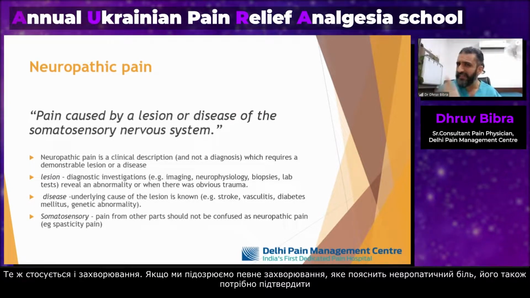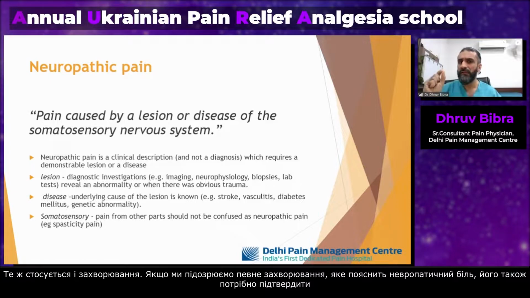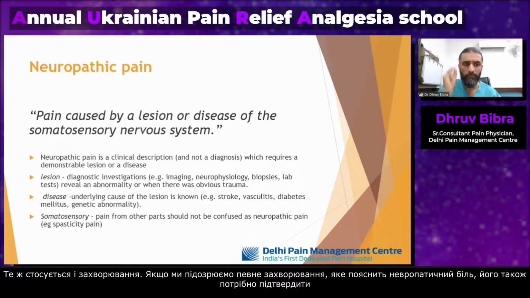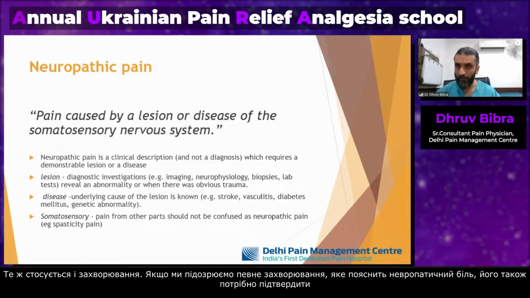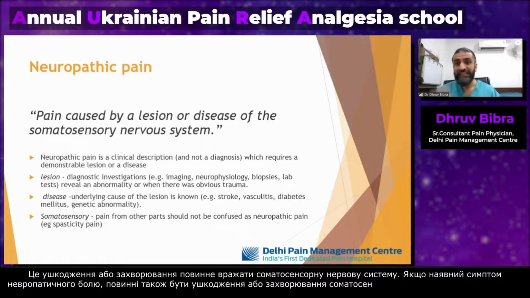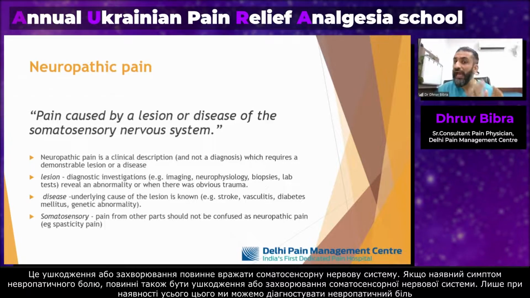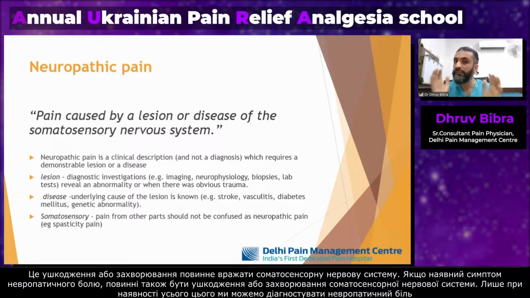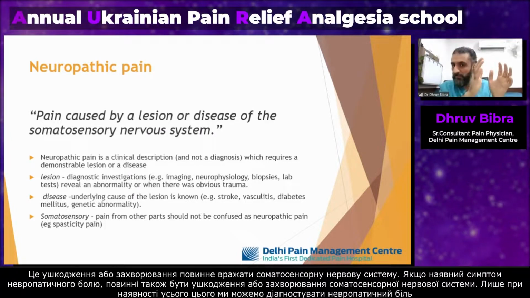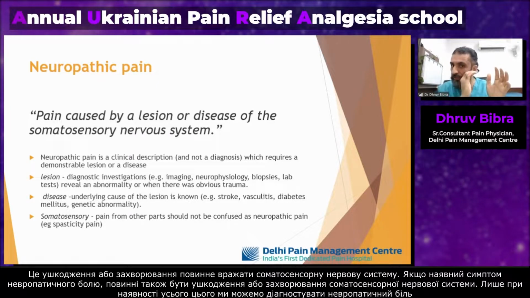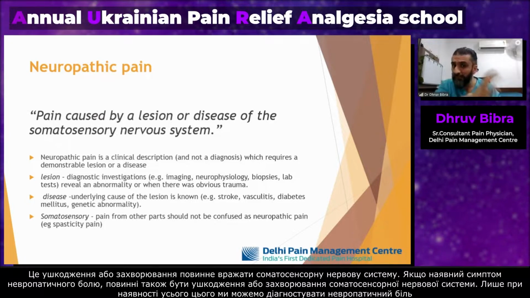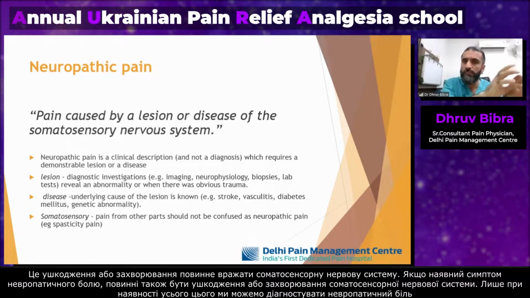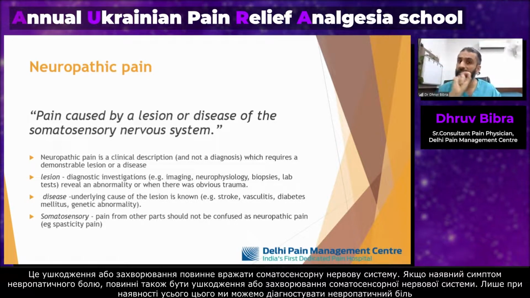If we are suspecting any disease which can give us an explanation for neuropathic pain, then that also has to be demonstrable by tests. The fourth point is that the lesion or the disease has to affect the somatosensory nervous system. So you have a symptom of neuropathic pain, then you have a demonstrable lesion or a disease affecting the somatosensory system. If all those coincide and cause pain, then we diagnose it as neuropathic pain.